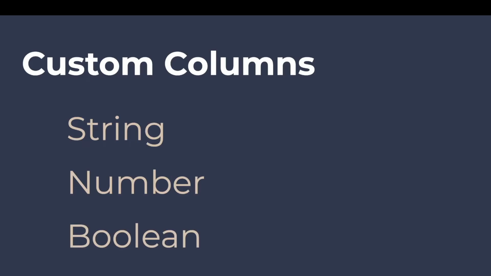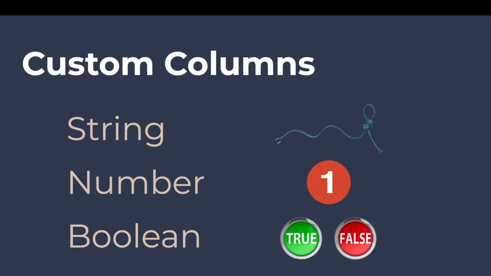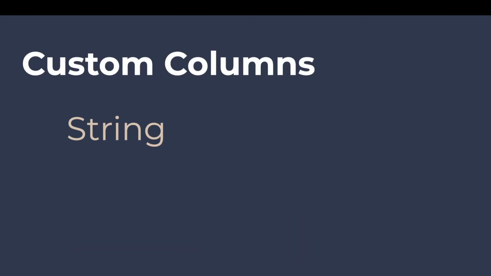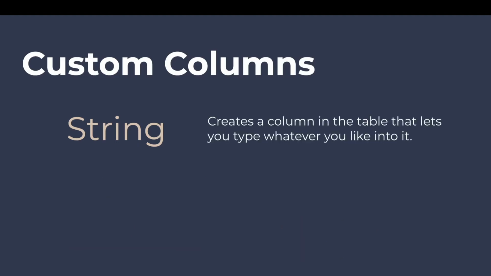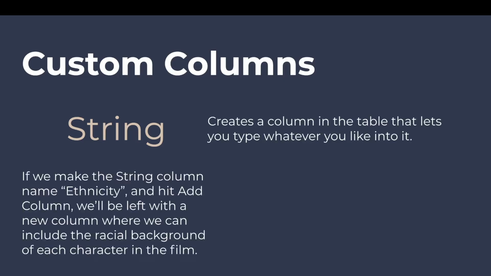There are three types of custom columns we can use: string, number, and Boolean. Let's do one of each. A string column type creates a column in our table that lets you type whatever you like into it. If we make the string column name ethnicity and hit add column, we'll be left with a new column that lets us include the racial background of each character present in the film.